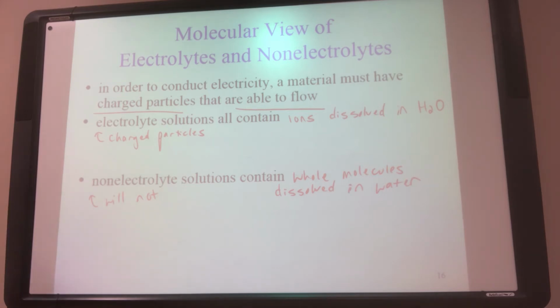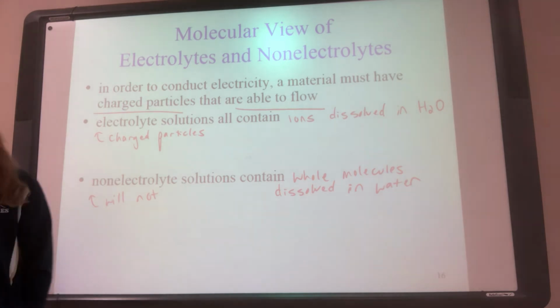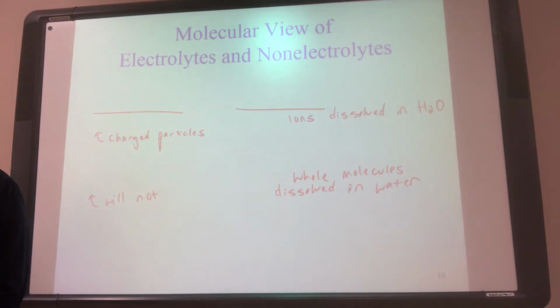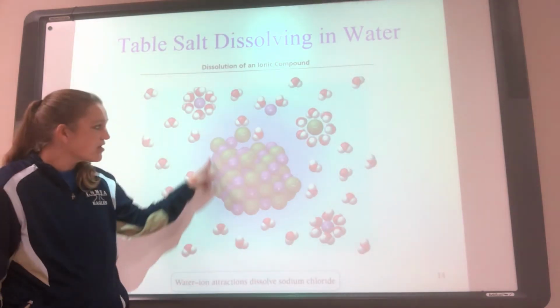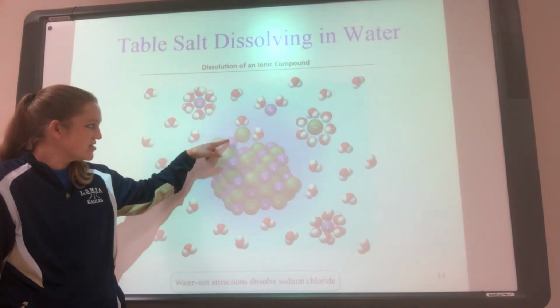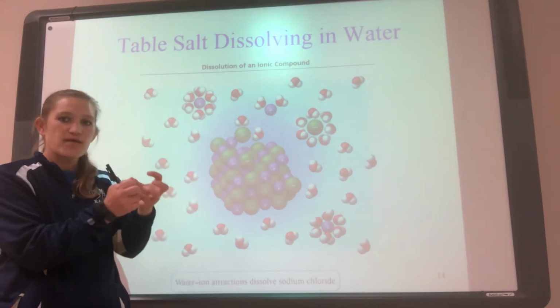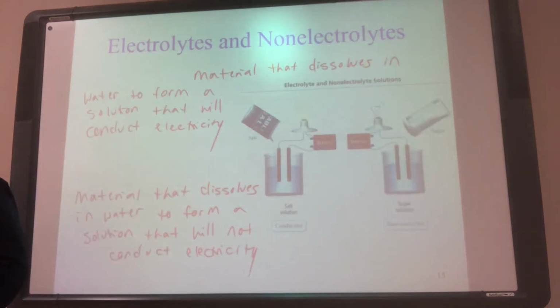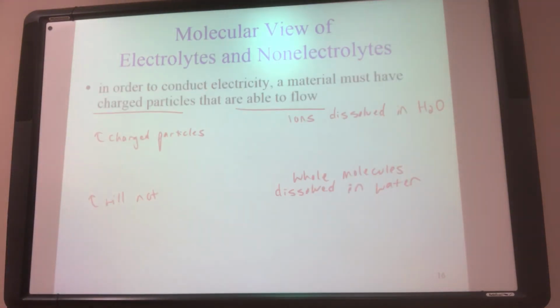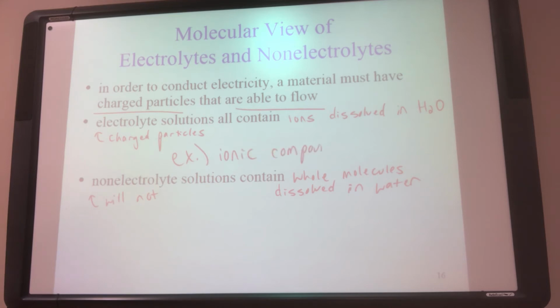One we talked about when we learned naming was ionic compounds. Let's look at our salt. An ionic compound has positive and negative ions. That's what makes an ionic bond, that attraction. So they already have charged particles. If it is an ionic compound, it's going to be an electrolyte solution. So ionic compounds are electrolytes.